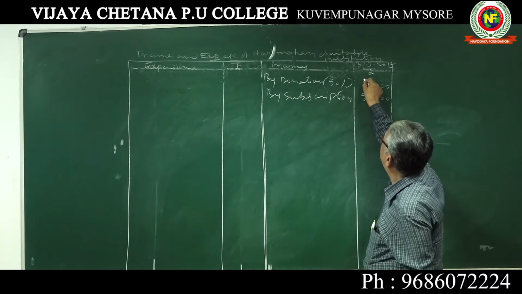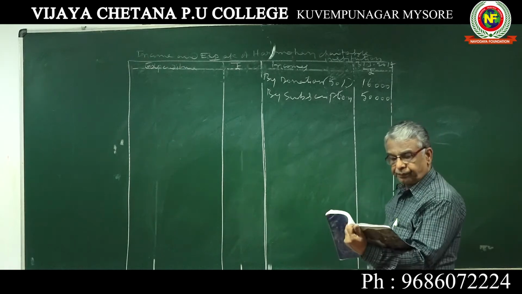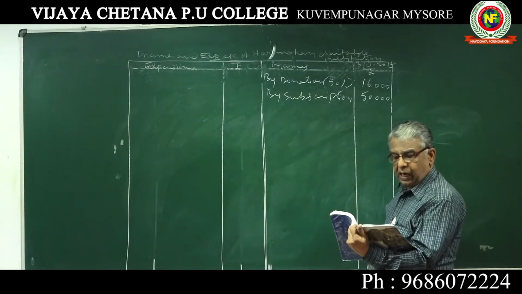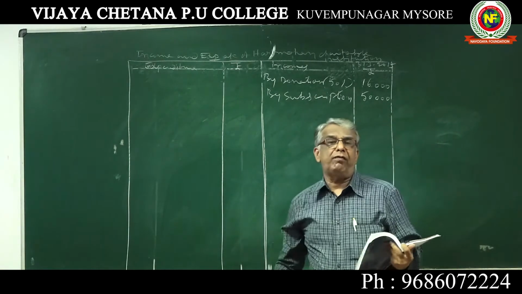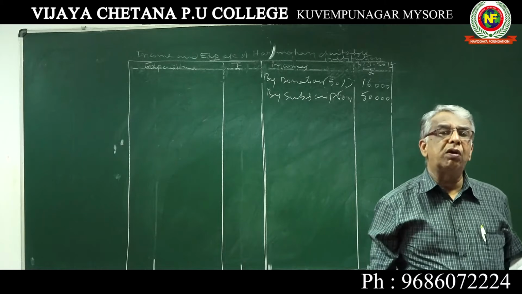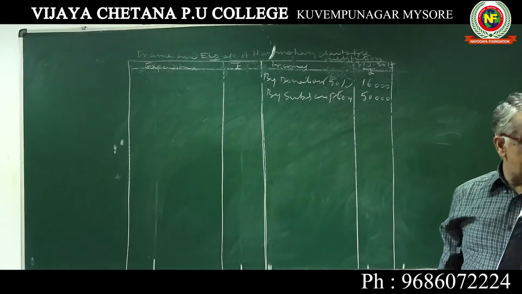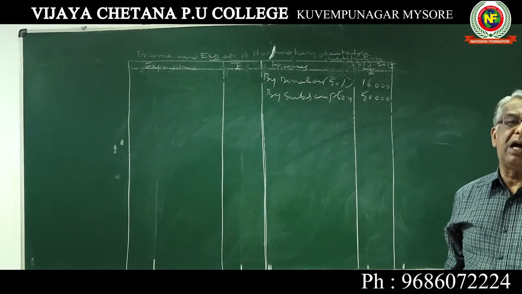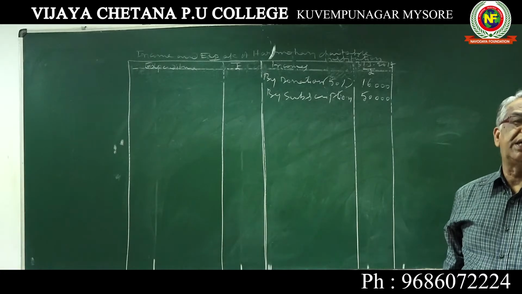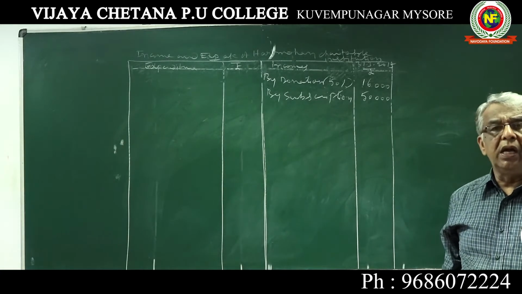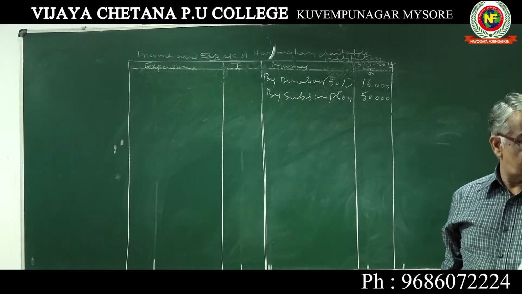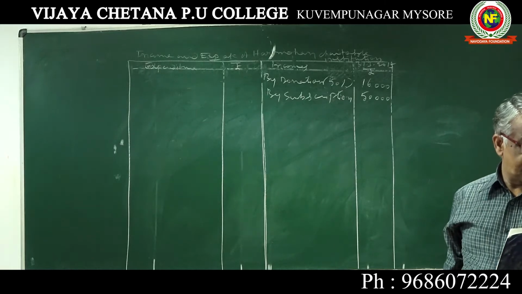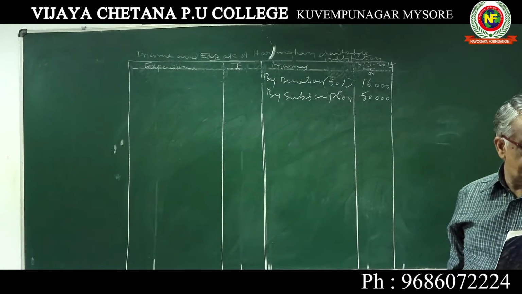By subscription, 50,200. And then endowment fund. Endowment fund is a capital item. It should not be taken. That should go to the balance sheet. The endowment fund is nothing but the cash or the property given by the public to the non-profit organization. So it is a capital item that should not be taken.